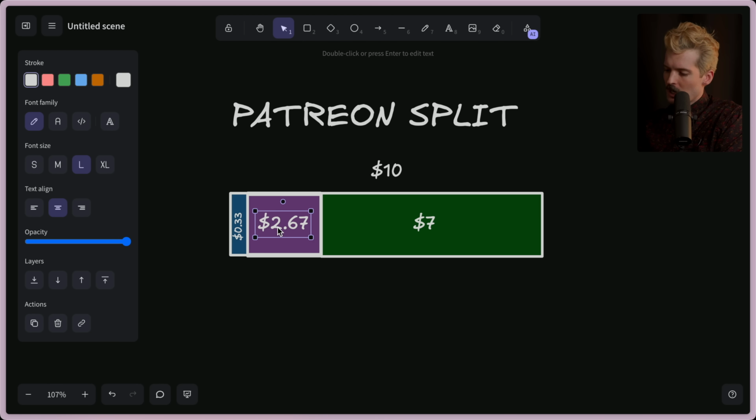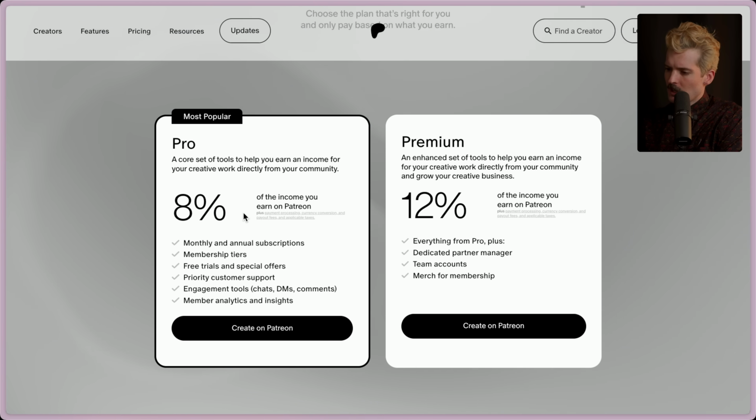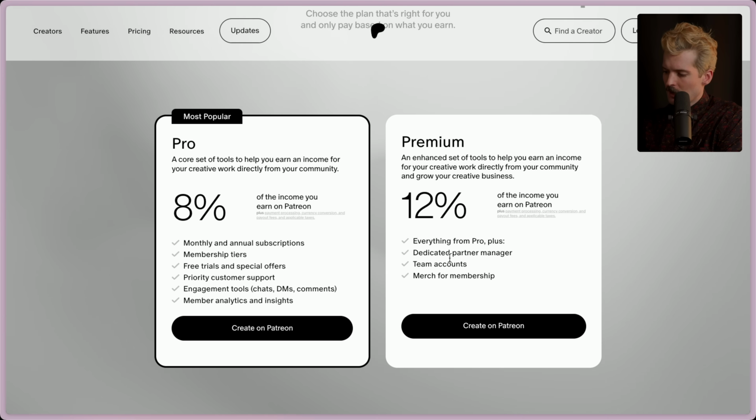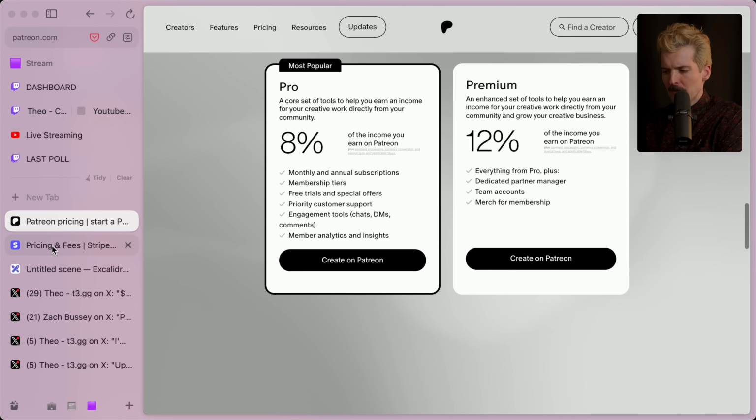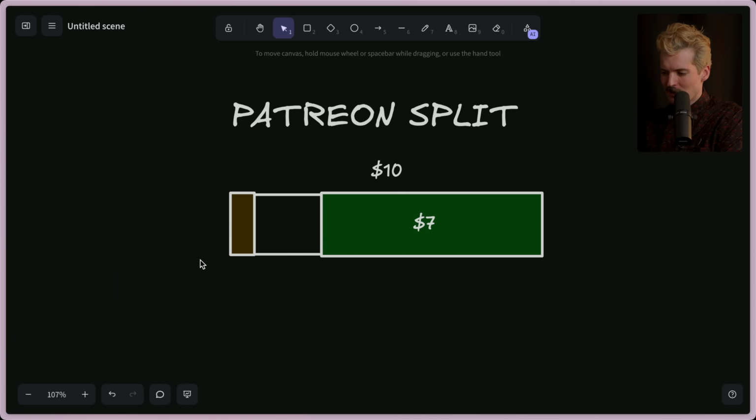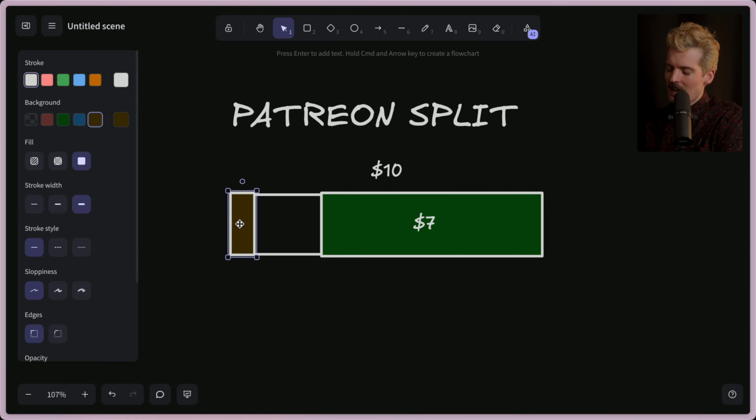Patreon is a lot more generous than Twitch. These are the two options that Patreon gives you: an 8% fee or a 12% fee, which gets you a partner manager, team accounts, the ability to have other people managing your stuff. But those are the two fees, both of which seem pretty high until you realize how high Twitch's fee is, and then it's not that bad. Let's go with the 8% here.